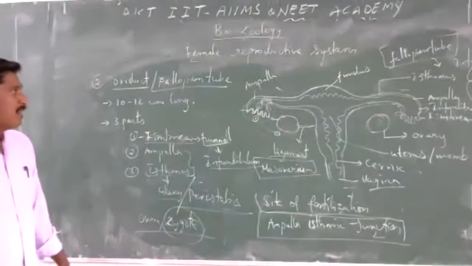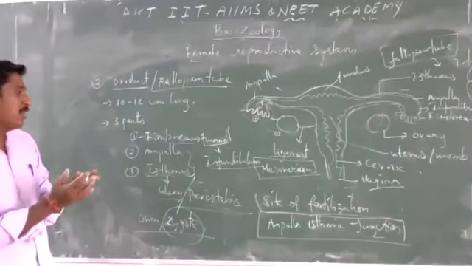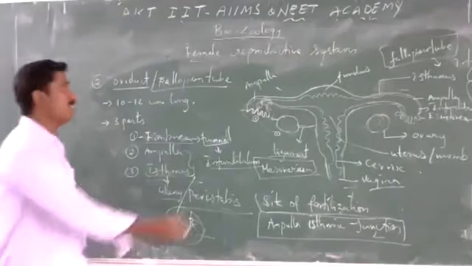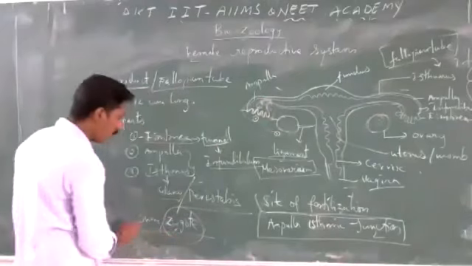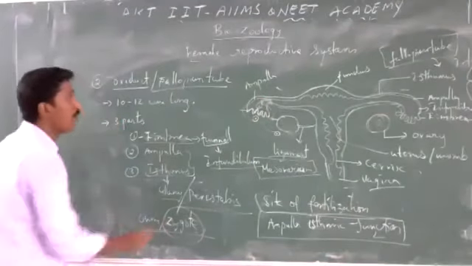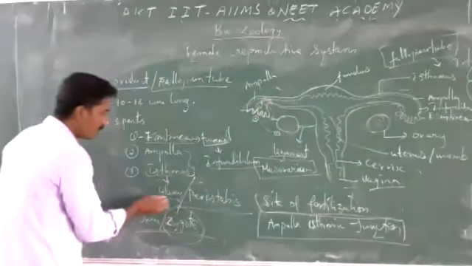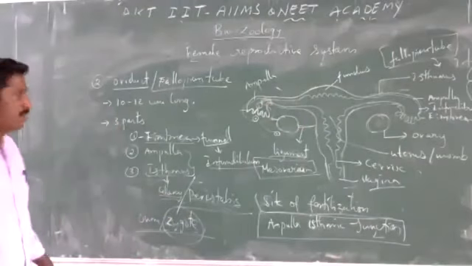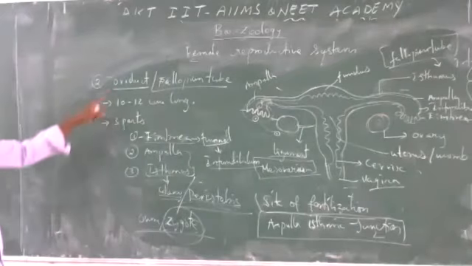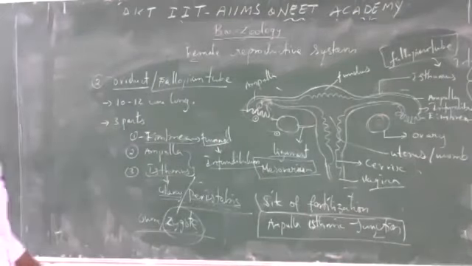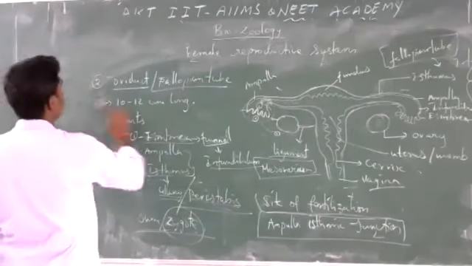The ampulla followed by the isthmus, that junction, is mostly the fertilization site. After fertilization it is called a zygote. That is why I mentioned ovum and zygote. It moves through the isthmic region of the fallopian tube due to ciliary and peristaltic movement. And these are all the structures of the fallopian tube or oviduct. Then next we are going to see the uterus, the third one.